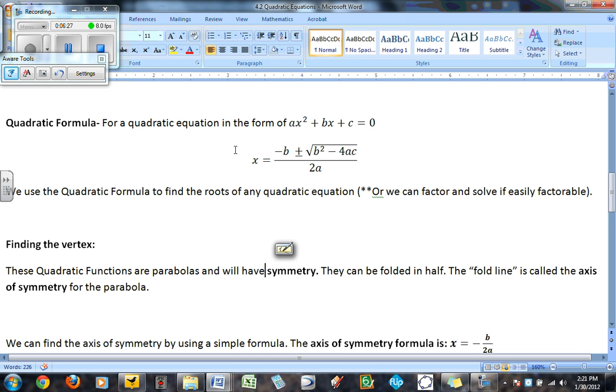All right, that's just a silly way I remember the quadratic formula. If it doesn't work for you, that's no big deal. But that's how I remember it. We can use the quadratic formula to find the roots of any quadratic equation.